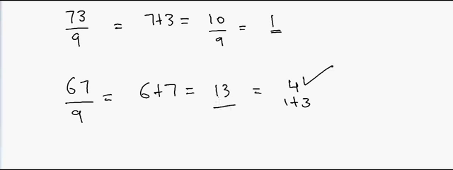Another way is to look at dividing 13 by 9. In that case you will also get 4. So if you divide 67 by 9, the remainder should be 4.